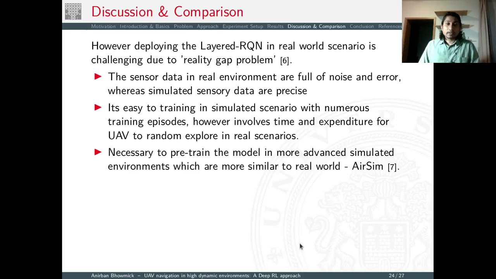So it is necessary to pre-train this model in simulation environments which are much more similar to the real world. One of them is the AirSim simulation environment. So it should be tested in one of those environments much more.